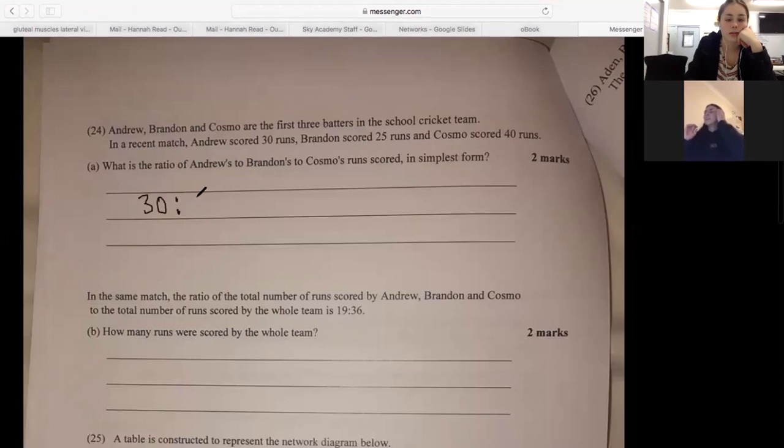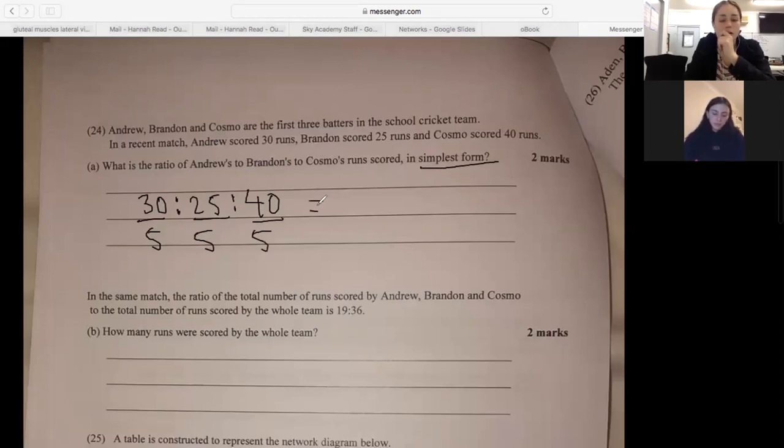I thought a ratio was just like the numbers next to each other, like with this column. Yeah, but they want it in the simplest form. Right. So we have to think of something they can all go into. Yeah. 5? I think so. What, 6, 5, and 8?